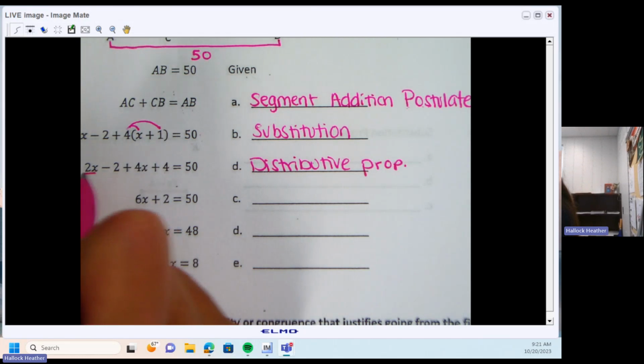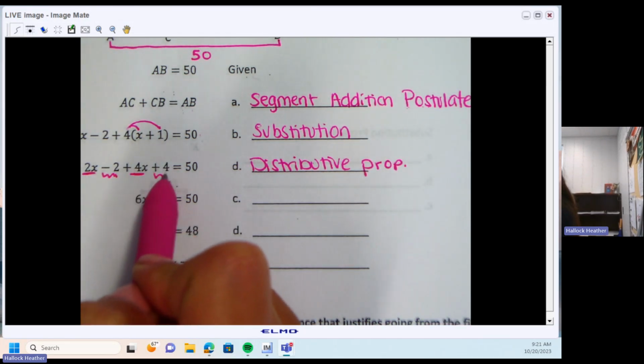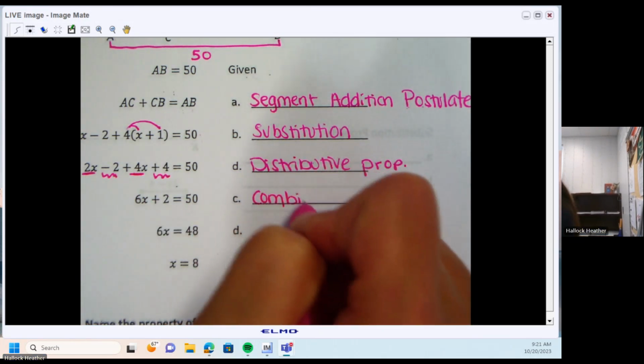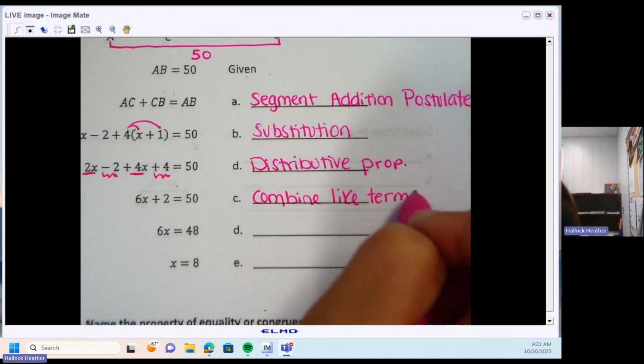Combine like terms. So they combine the x's to make 6x. They combined the -2 and the +4 to make +2. So this is combine like terms, or simplify. If you want to put simplify, you can put simplify.